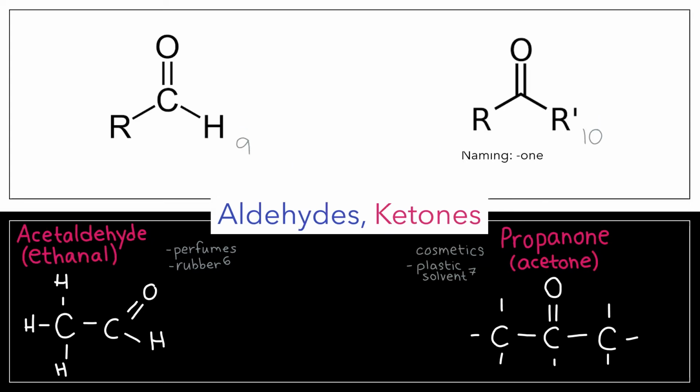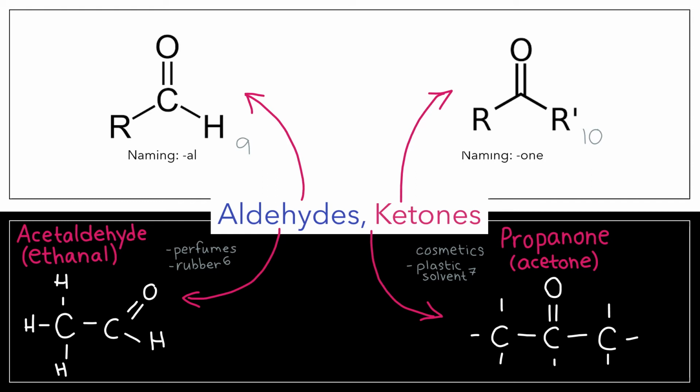Aldehydes and ketones are actually pretty similar, but aldehydes have their double bonded O on a terminal or end carbon, whereas ketones have their double bonded O on a carbon that is somewhere in the middle. So first we're going to look at aldehydes, and their naming ends in -al. An example would be ethanal, IUPAC, or acetaldehyde, and it's commonly used in perfumes and rubber. Then we have propanone or acetone, which is commonly used in cosmetics or plastic solvents.